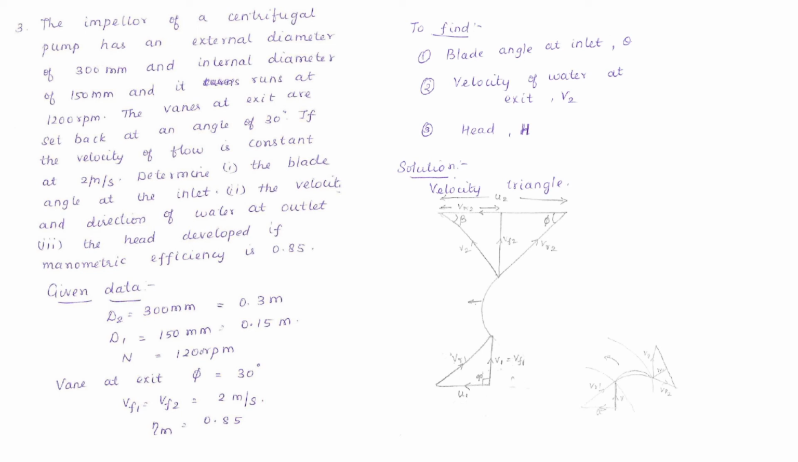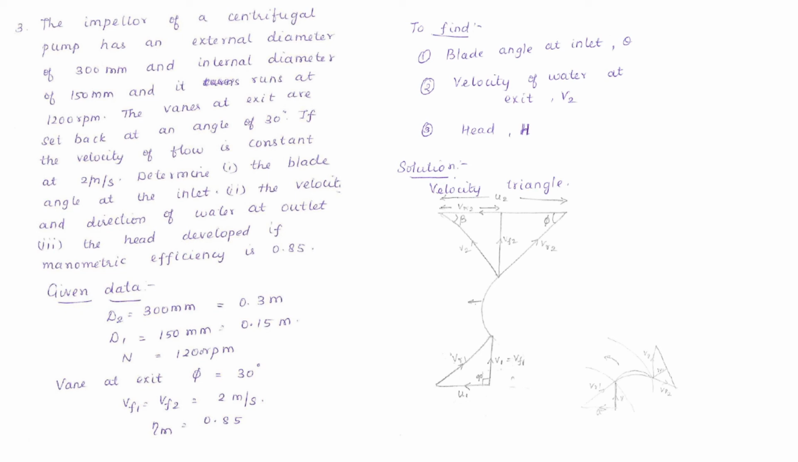So first what we have to do, we have to write the given data. What are the data given in the problem? External diameter, how you have to denote it? D2 is equal to 300 mm. You have to convert into meter. And internal diameter D1 is equal to 150 mm, 0.15 meter. And it is running at some speed, that is N is equal to 1200 rpm.